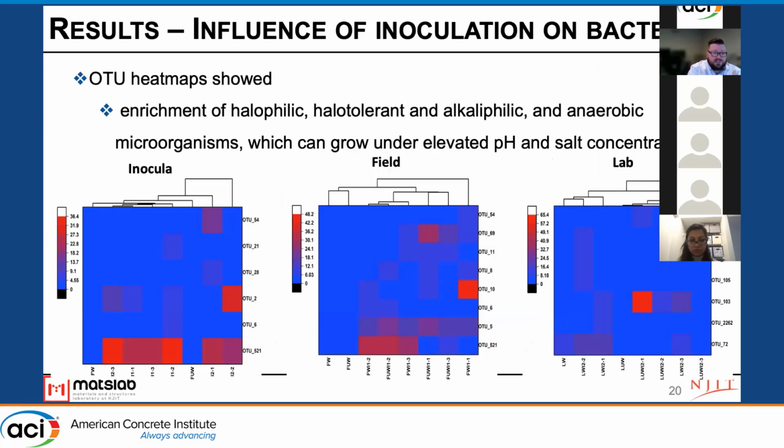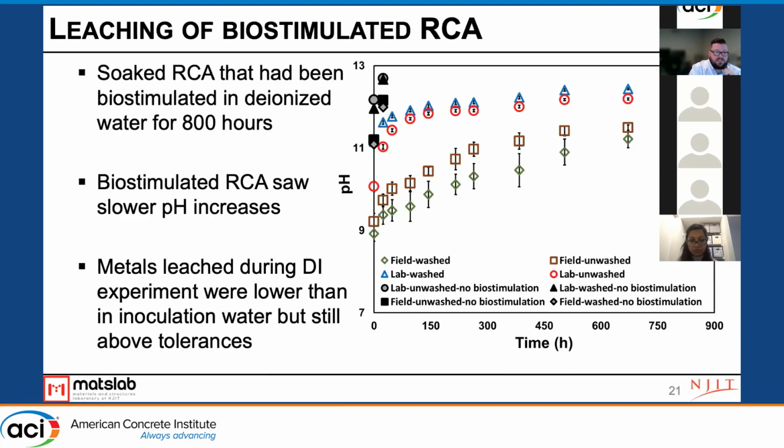These heat maps show, in the red, the type of bacteria that was enriched. And so we get a lot of halophilic, halotolerant, alkaliphilic, and anaerobic microorganisms. So basically bacteria that can grow under elevated pH and salt concentrations. So we're getting the type of bacteria that we would expect in this system.